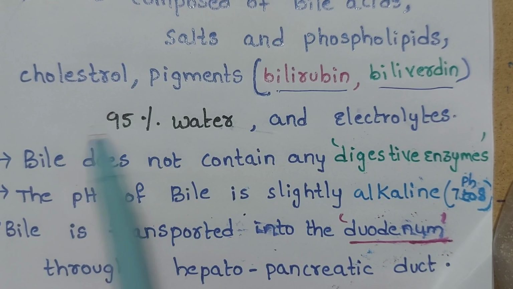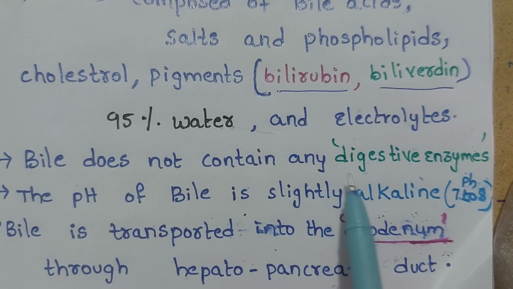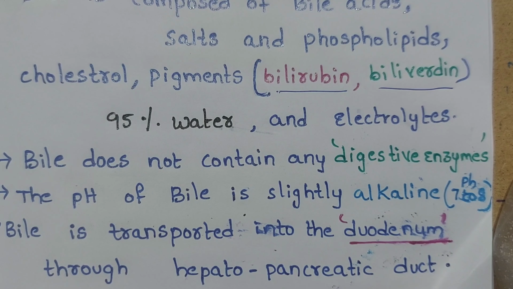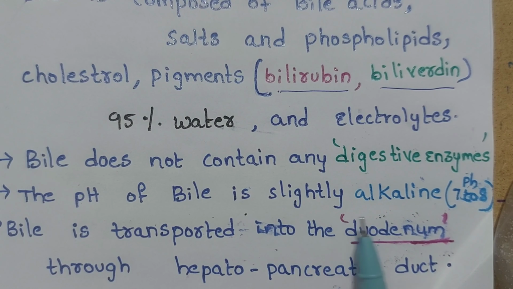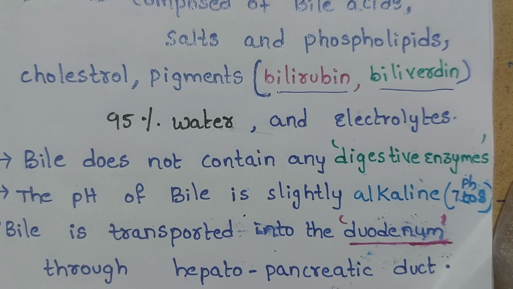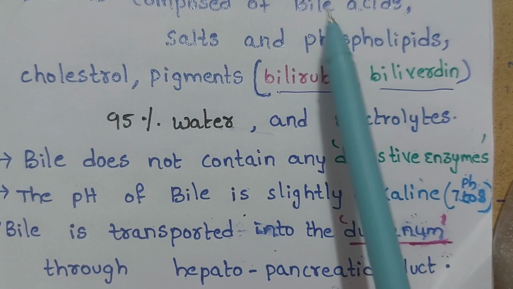electrolytes. Next, bile does not contain any digestive enzymes. Bile juice is a digestive fluid. It does not contain any digestive enzymes. It is a fluid. The pH of the bile is slightly alkaline. Bile is alkaline in nature, so its pH is like 7 to 8. Bile is transported into the duodenum through the hepatopancreatic duct. Bile is produced by the liver and is stored in the gallbladder.